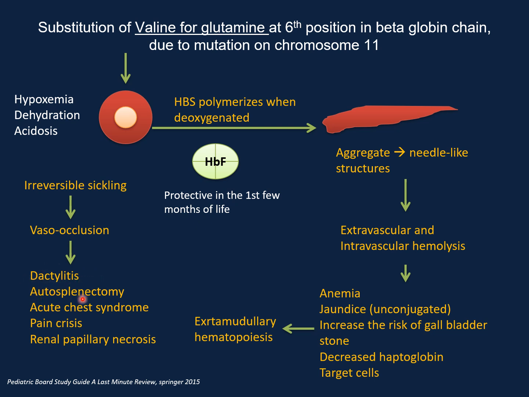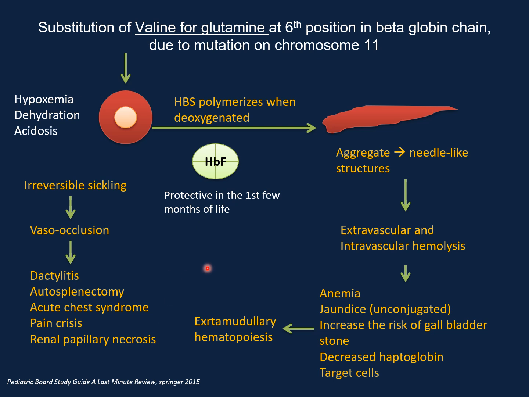The next one is autosplenectomy, which is thrombosis or vaso-occlusion in the spleen, and the spleen will start to shrink and be associated with dysfunction, and you start to see Howell-Jolly bodies appear in the red blood cells in the peripheral smear. Also, they may present with acute chest syndrome, with pneumonia, atelectasis, respiratory symptoms, and tachypnea, and this is the most common cause of death in adults. Also, pain crisis. Pain can be anywhere in the abdomen, in the chest, in the back. Renal papillary necrosis presents with hematuria and proteinuria.